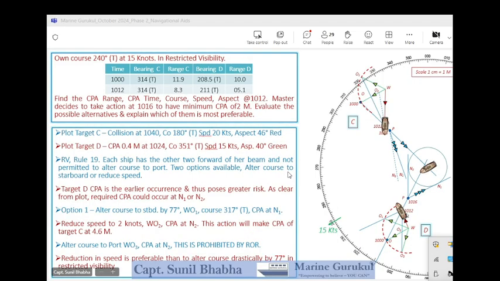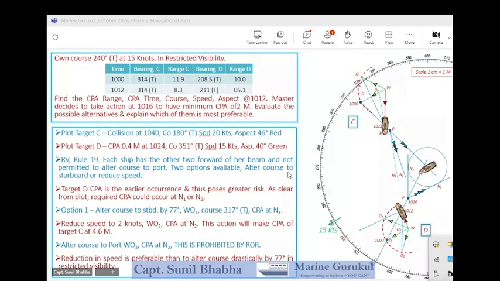Okay. Now aspect is very clear, beta. Have a look at delta, target delta. Aspect is basically the angle between the heading of target delta and the bearing of own ship from delta. So you join both these ships and you draw a line extending the heading of target delta. Angle between them is the aspect. And for delta, the aspect is 40 degrees green because our ship is to the starboard side of target delta. So this angle comes to 40 degrees. Are you able to visualize that better?